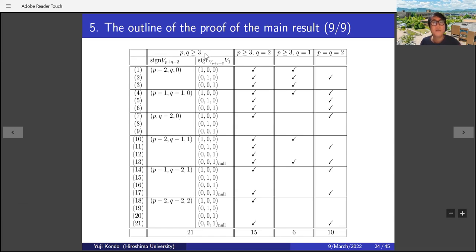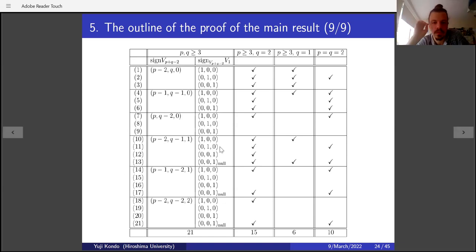For example, in this case, the number of all possible signatures is exactly 21. So in this case, this table means that there are 21 left-invariant pseudo-Riemannian metrics of signature PQ up to scaling and automorphisms.